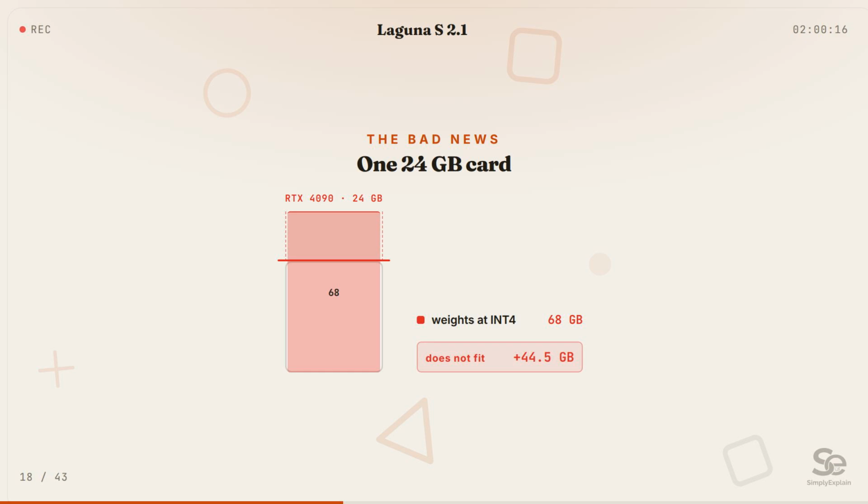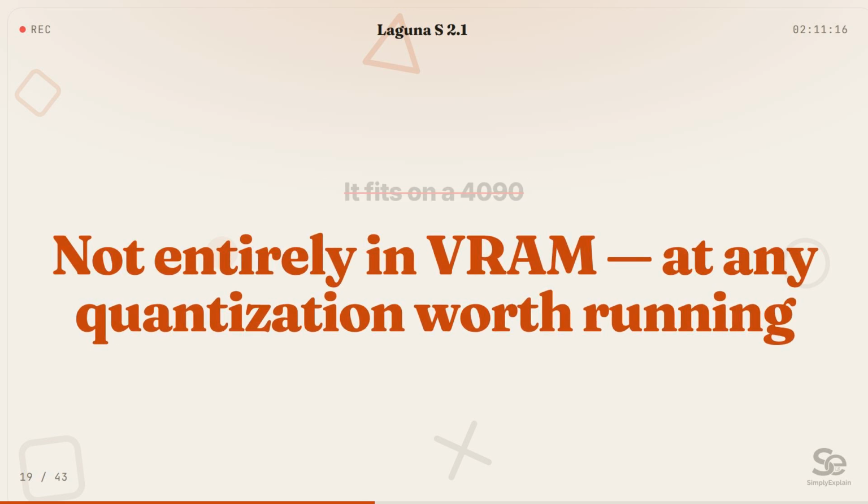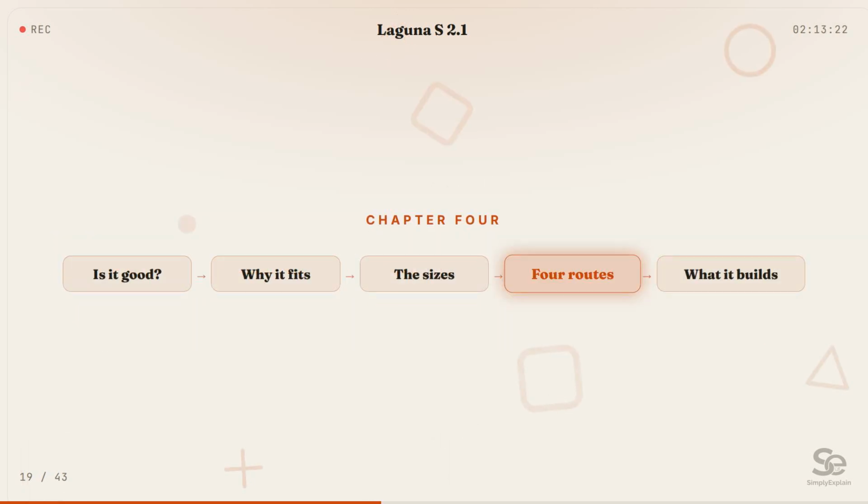Now the part you came for. One 24 gigabyte card, a 3090, a 4090, a 5090. Can it hold this model? No, not entirely in VRAM, not at any quantization worth running. So here are the 4 ways around it.